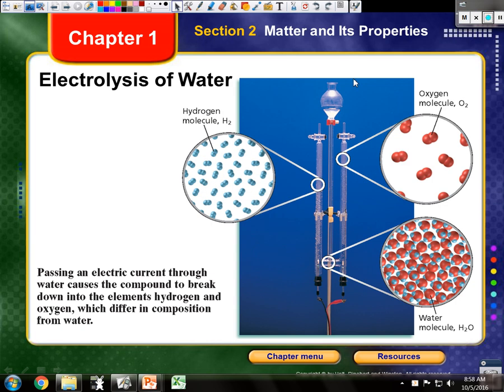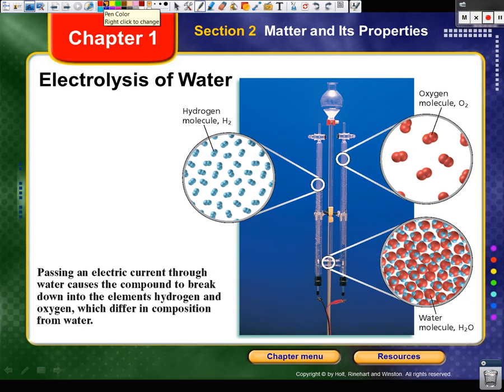All right, so yesterday we talked about chemical reactions. Today we're going to look at a specific chemical reaction that I think is important for you guys to understand, some of the basics of what I want to talk about. So one of these things is called electrolysis of water.